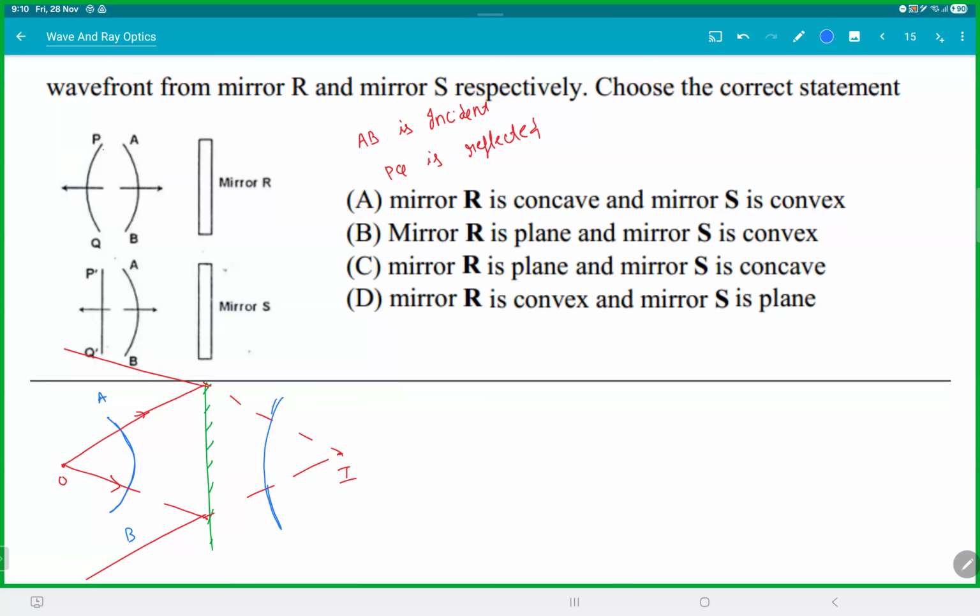You sent a diverging wave, but it became plane. Means you sent light rays like this. After reflection, they became like this. Which kind of mirror must that be? That must be a concave mirror, and this point must have been the focus. Is that making sense? So don't look in terms of wavefront, convert that into rays. So option C: plane mirror and a concave mirror, and the object must be at the focus. Sure with this?